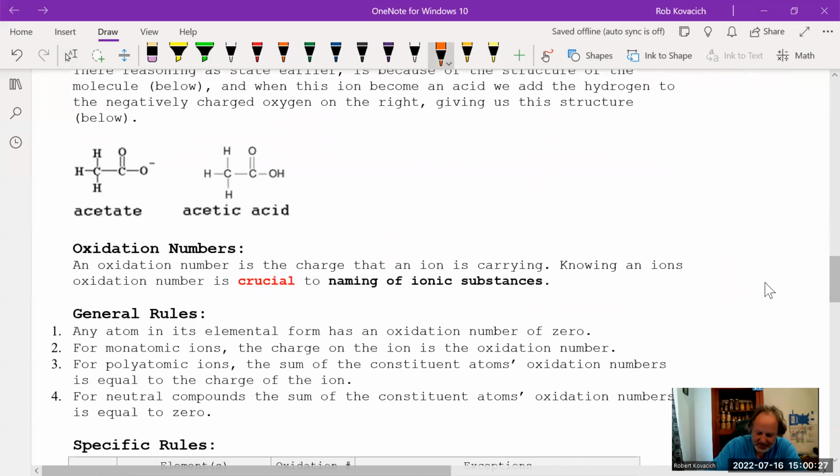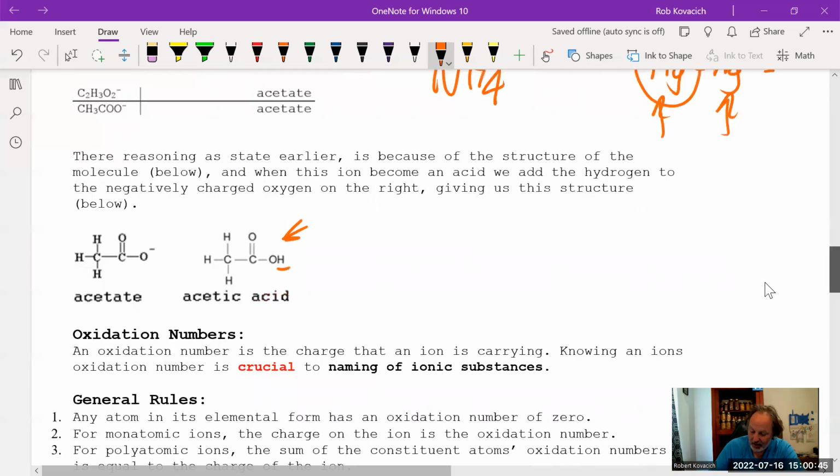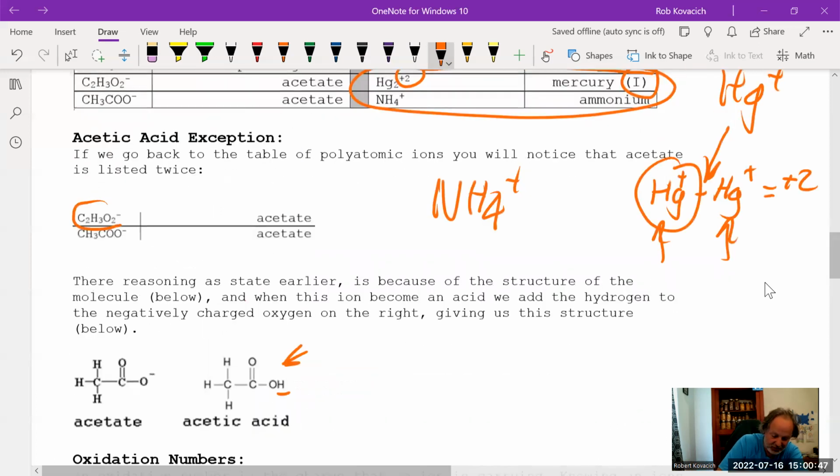So there's a little more on these. The acetate turns into acetic acid, and that's the acid that's in vinegar. And so it becomes an acid when that H gets attached. And so it's a lot easier to understand what's going on with the acetate polyatomic ion if I write it like this instead of the molecular way. So this molecular formula isn't super useful. It's just telling you the atoms and the charges, but not how they connect.